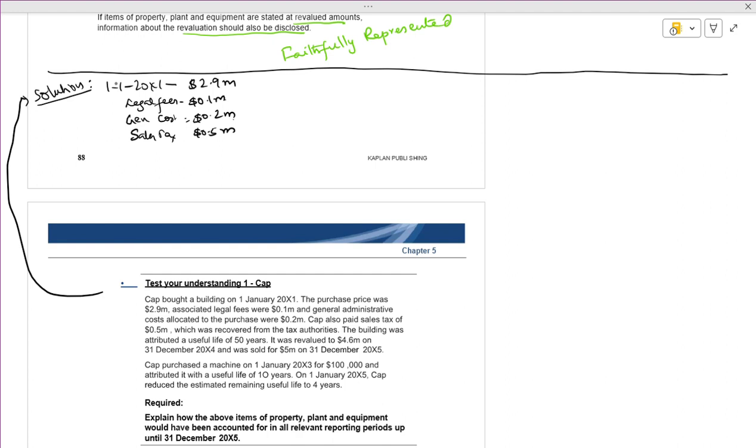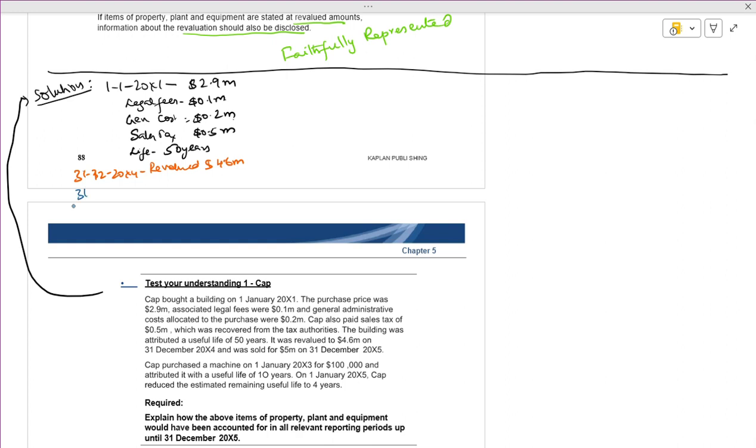The building has a useful life of 50 years. On 31st December 2004, it has been revalued at 4.6 million, and was sold at how much?